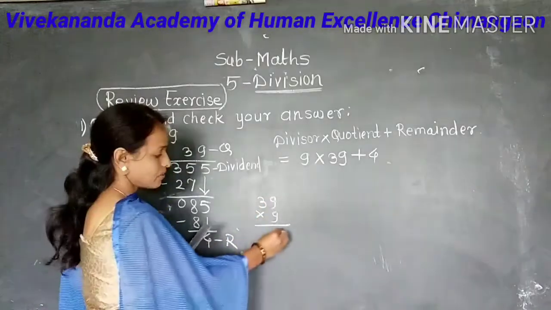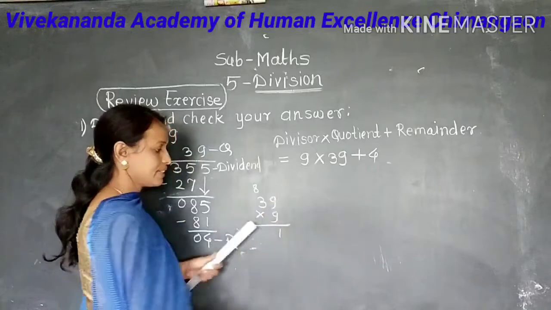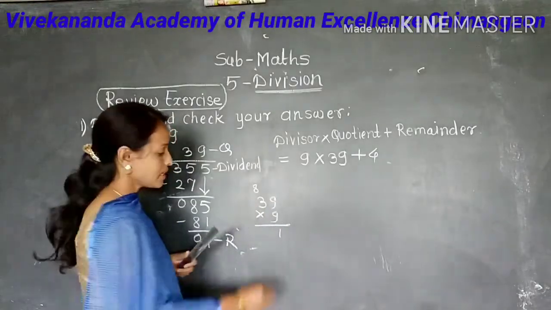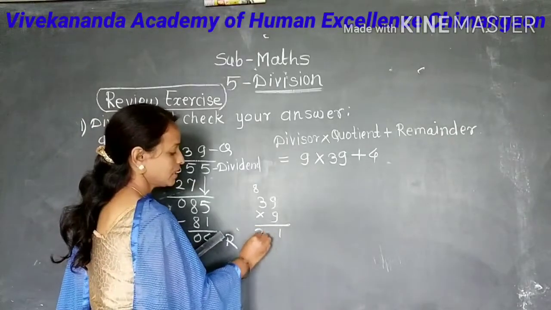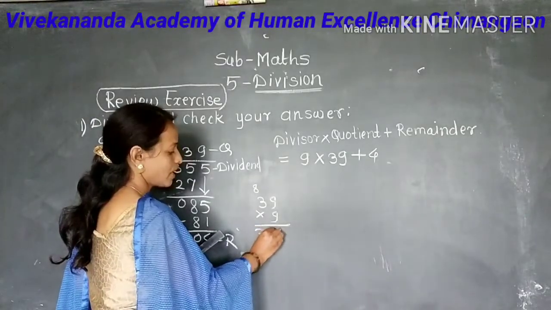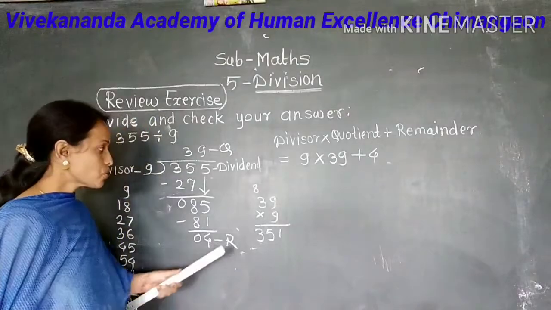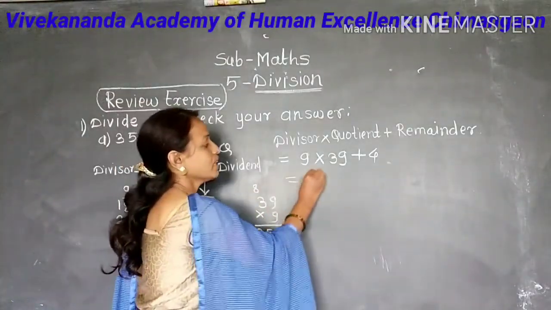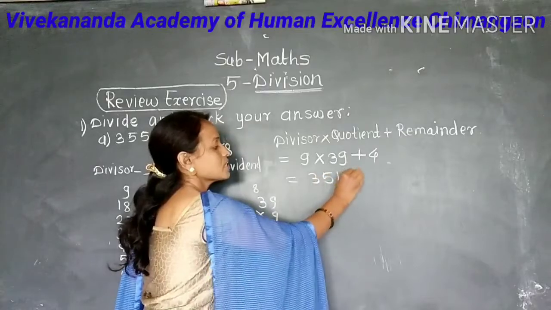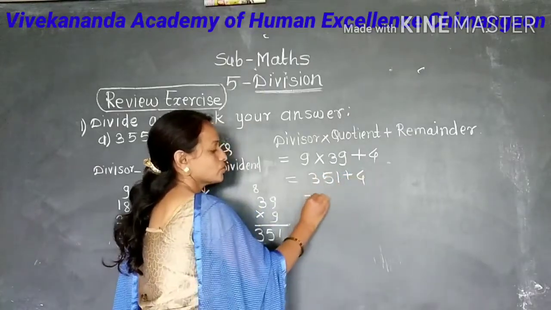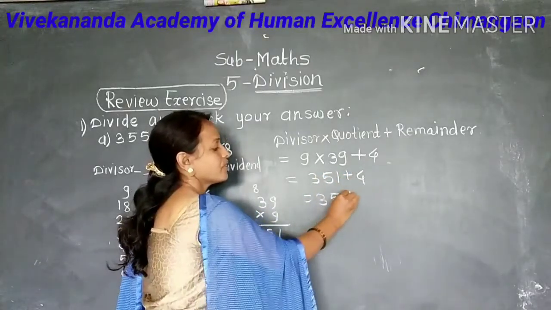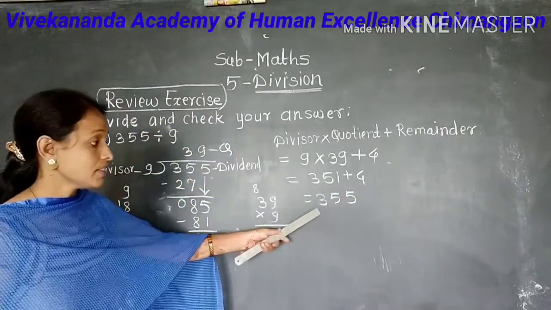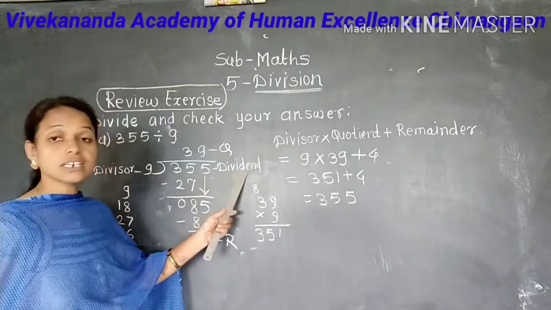9 9s are 81. 1 carry over 8. 9 3s are 27. 27 plus 8, 35. So we get here product 351. 351 plus 4, so we get 355. We get answer 355. And 355 is our dividend.